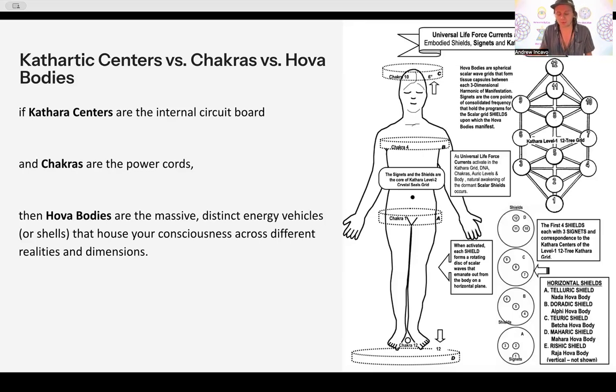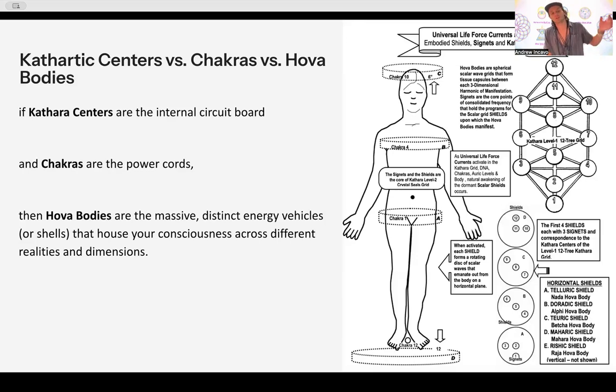Okay, and then E, it's not pictured on this diagram. It's your Rishik shield. Your Rishik shield lines up with your Rishi identity, which is beyond dimension 12 typically. Your Rishik shield, or your Raja Hova body, is vertical. So it's the vertical column that goes through you. It's not pictured here because it would mess up the picture. But those are your shields, your Hova body shields. And again, they're massive, distinct energy vehicles or shells that house your consciousness across different realities and dimensions.